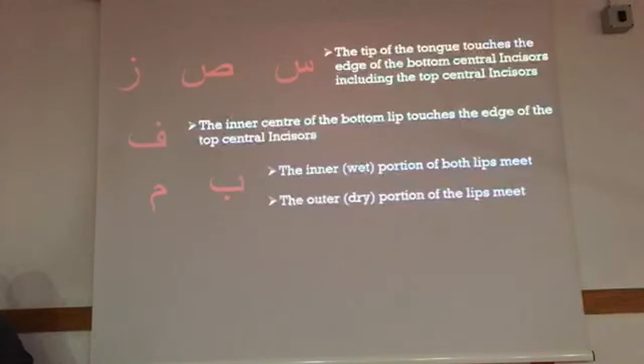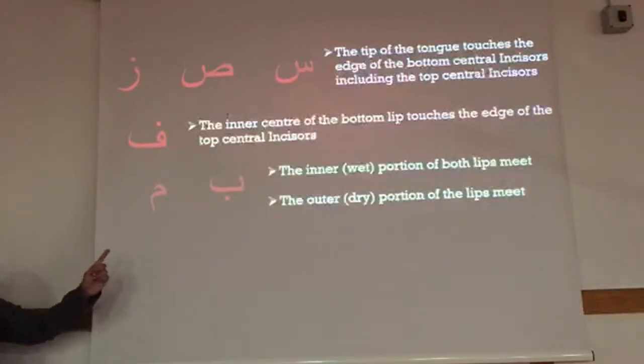If you can't see my lips when I say ba, that's because my lips are closing more. And when I say mim, can you see my lips? Mim, that's because my lips are closing less. So here we've proven that I've written it wrong.